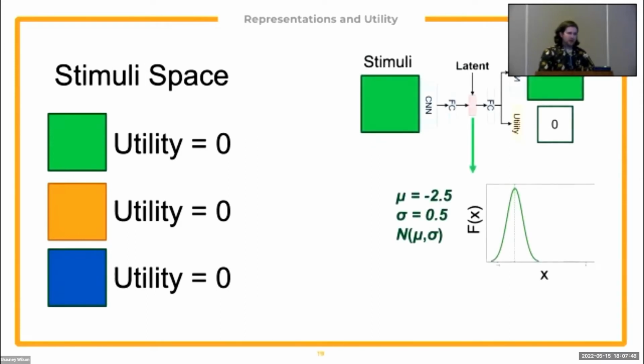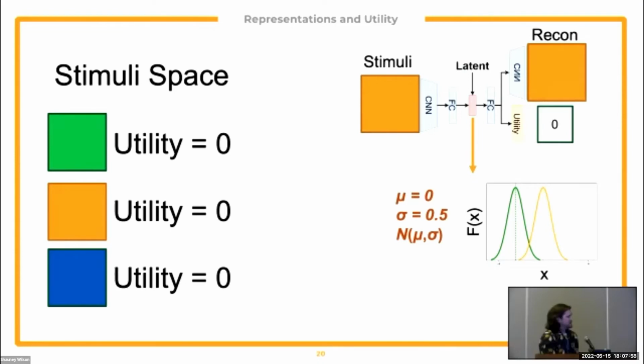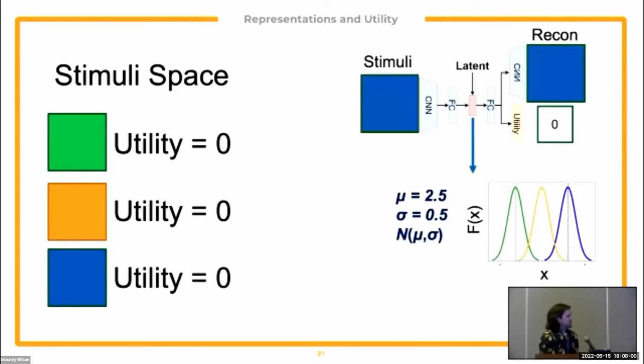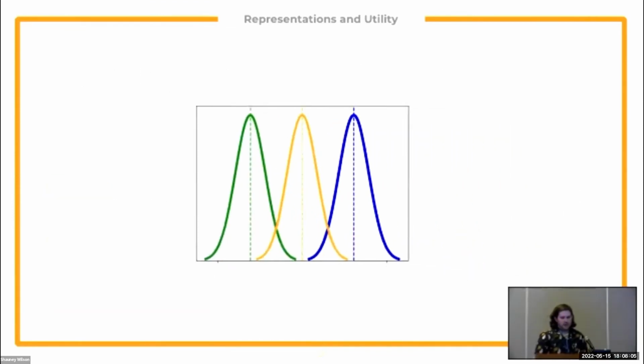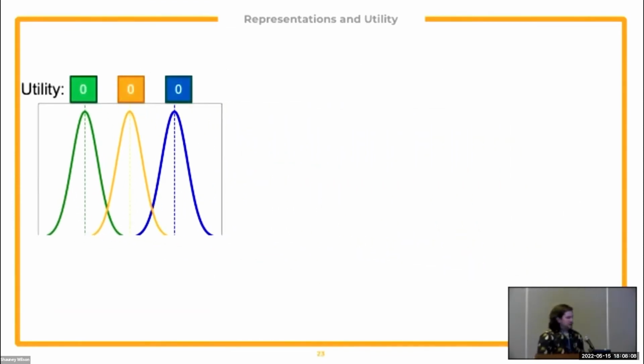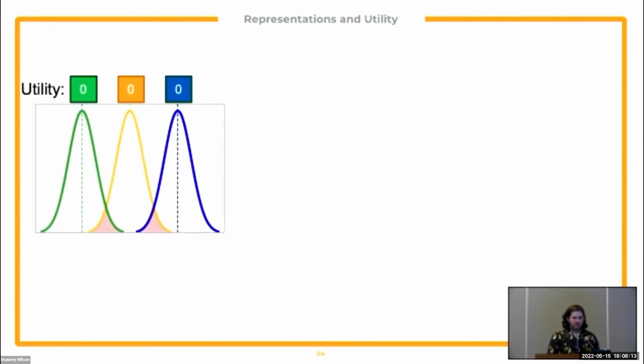And so after pre-training the Beta-VAE, we can get these latent representations and just graph their distributions. And we can do this for all the different colors in order to form this sort of representation space that goes alongside the stimuli space. And so we have these 3 stimuli that are represented in this way, and they all have an initial utility of 0. And one important thing to point out is this red overlapping area indicates the probability that a green stimuli would be mistaken for orange and vice versa when being reconstructed.